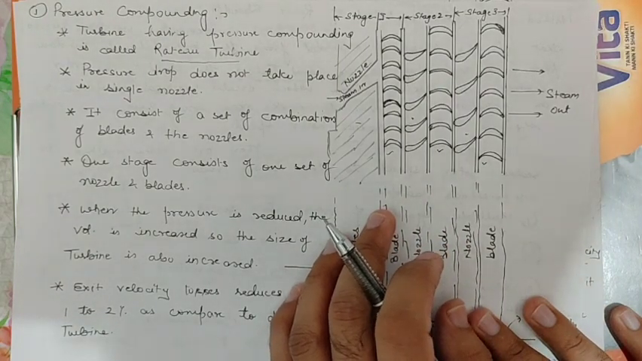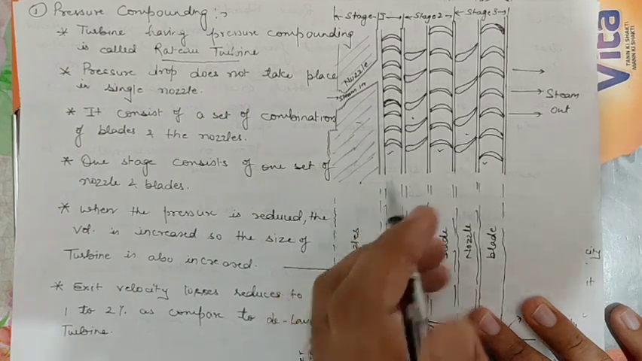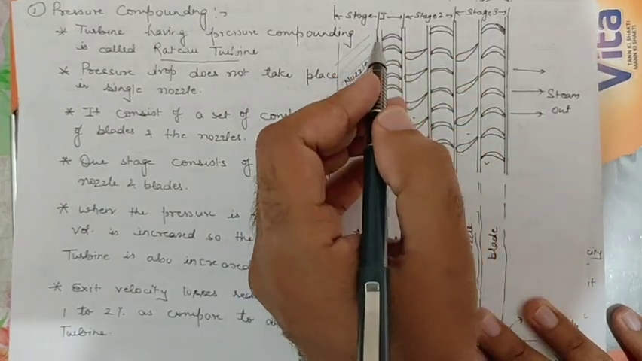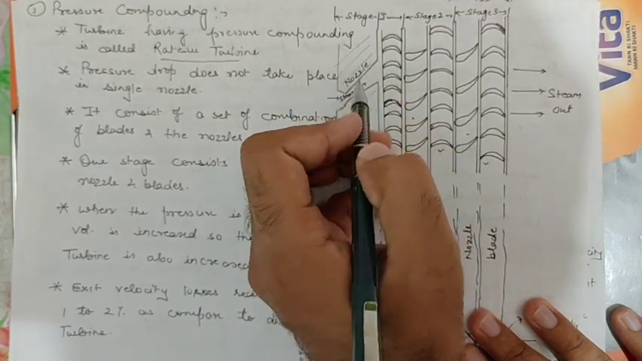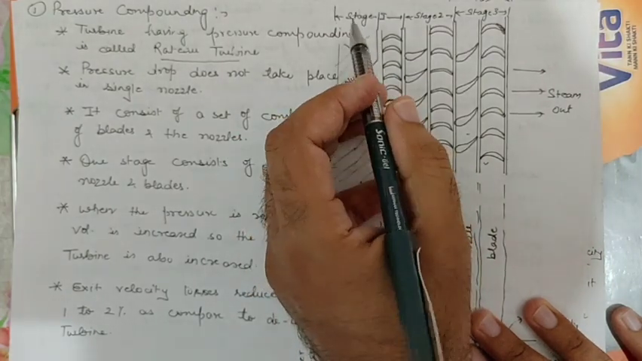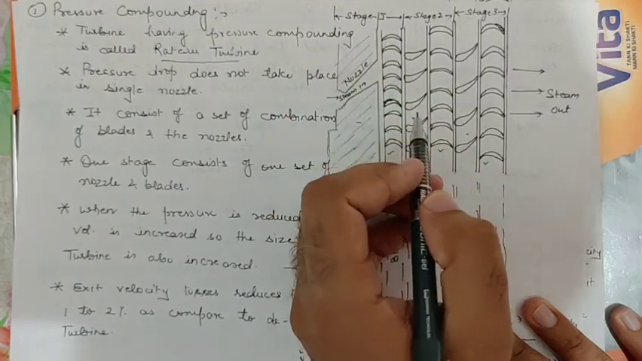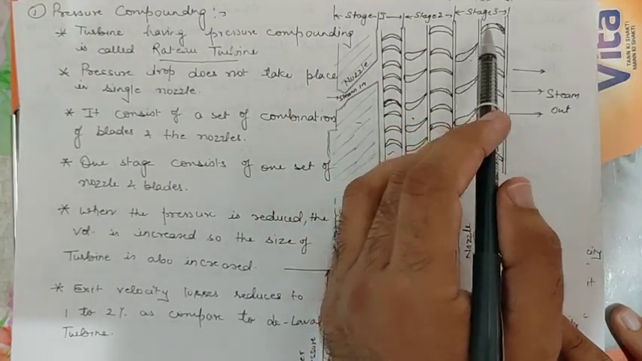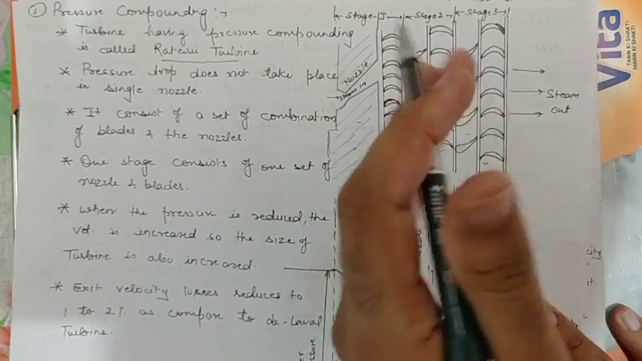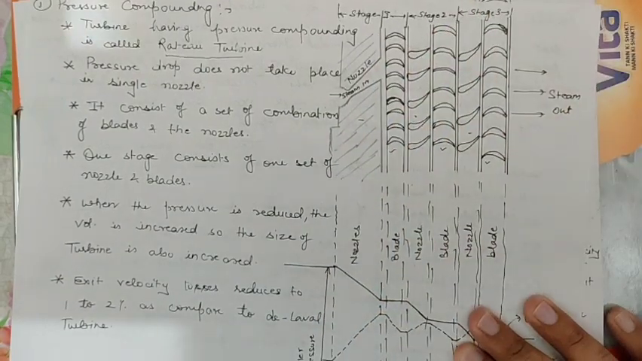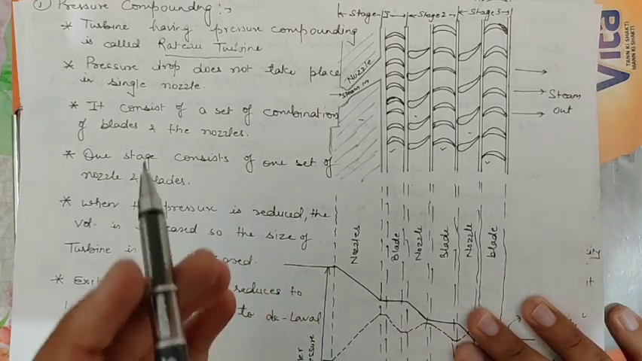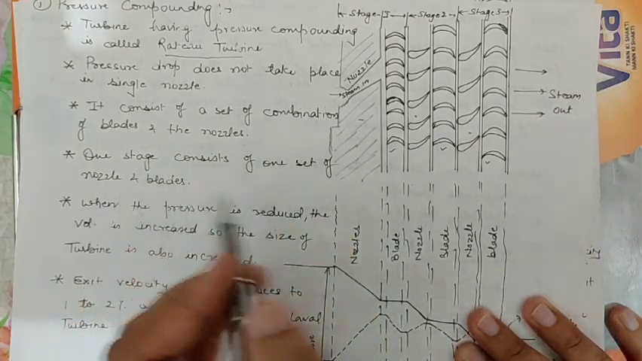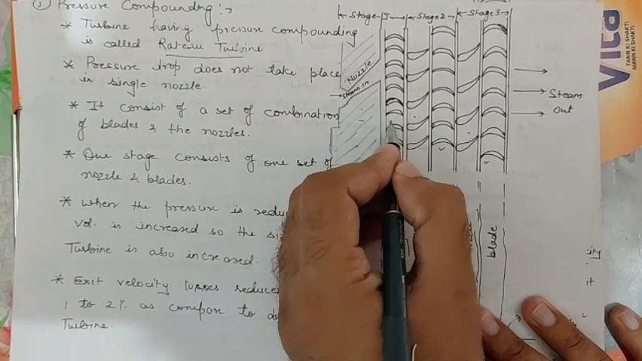So what will happen? We do the compounding in stages. For example, this nozzle and this moving blade is called stage 1. The next row is called stage 2, fixed blade, moving blade. Stage 3, fixed blade, moving blade. In this way we will get the pressure compounding. So one stage consists of one set of nozzle and blades like this. This is the nozzle and this is the blade.